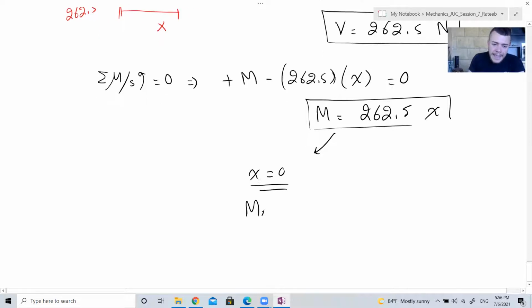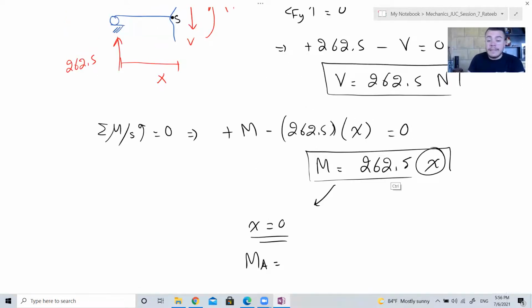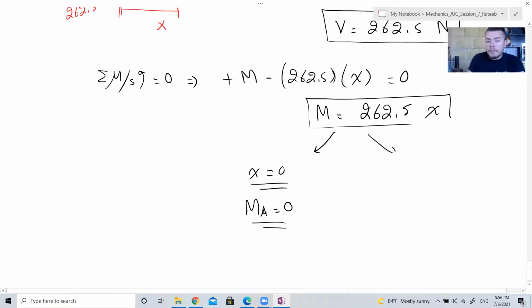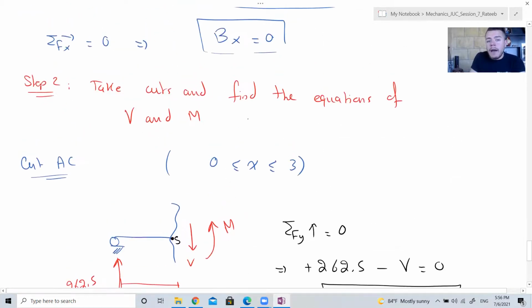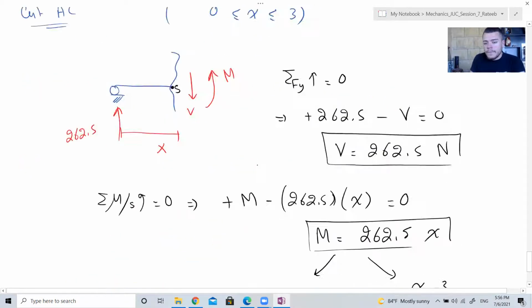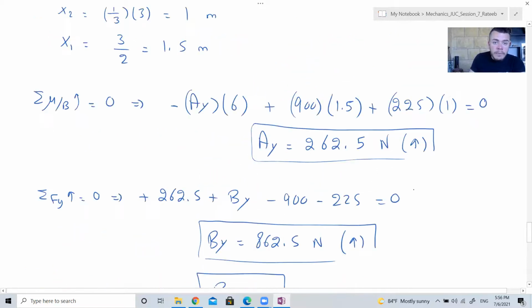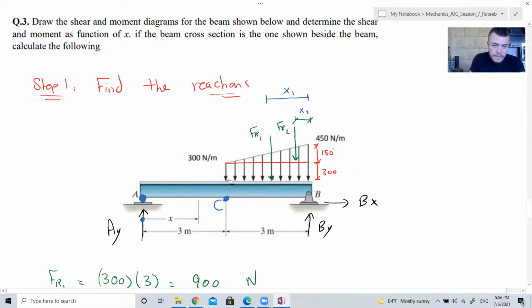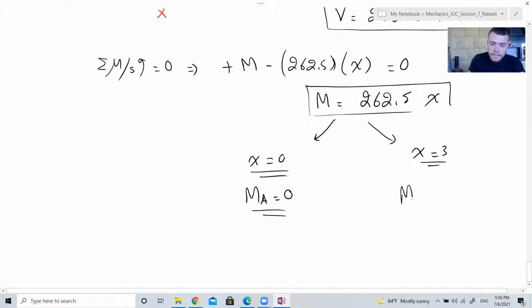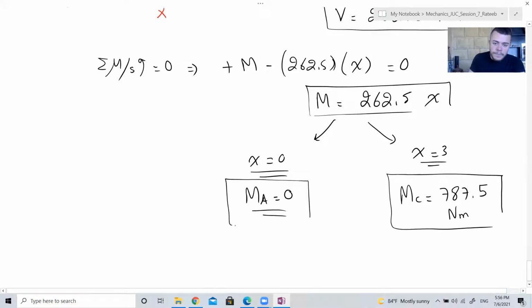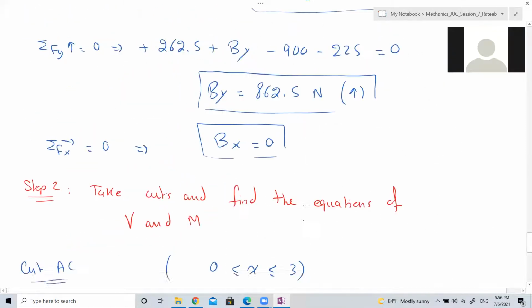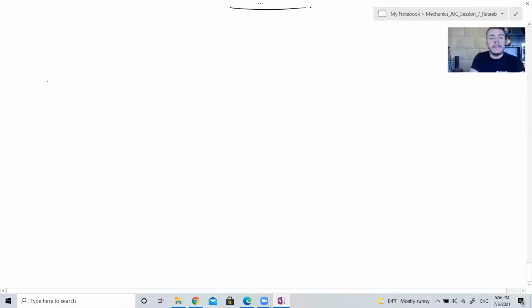We evaluate at X equals 0. The moment at A, if you put 0 instead of X, comes out as 0. And if you put X equal to 3, we always evaluate at the boundaries, 0 and 3, so the moment at C comes out as 787.5 newton meters. Any questions till now? Clear? Now we take another cut, which is cut CB.